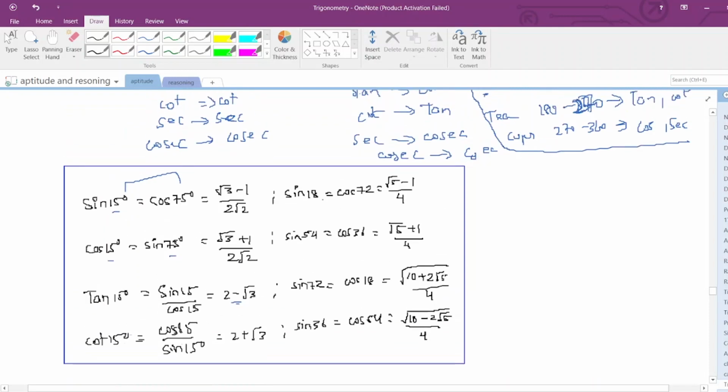This is the formula. And sin 18 is equal to cos 72 is equal to (root 5 minus 1) by 4. And sin 54 is equal to cos 36 is equal to (root 5 plus 1) by 4. And sin 72 is equal to cos 18 is equal to root of (10 plus 2 root 5) by 4. In the same way, sin 36 and cos 54 are opposite to this one. So these are very important.